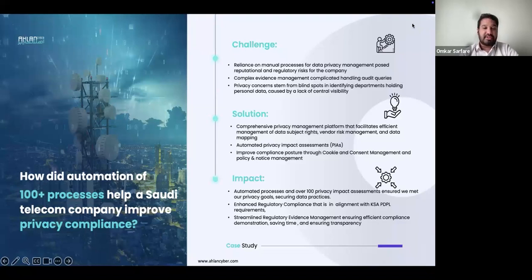By freeing up resources previously tied to cumbersome manual tasks, the majority of the telecom operator's team could now focus on strategic initiatives that would drive innovation and growth, rather than just focusing on manual tasks. And at the end of the day, overall, the knowledge as well as the privacy practices that this organization had also went up and met the highest standards in relation to data privacy.